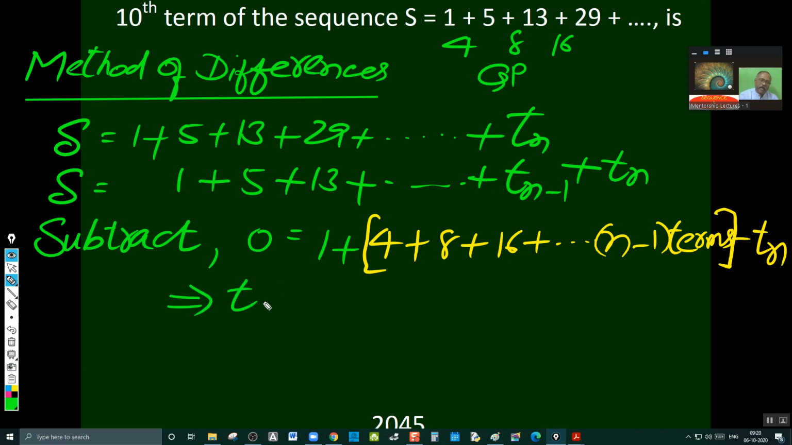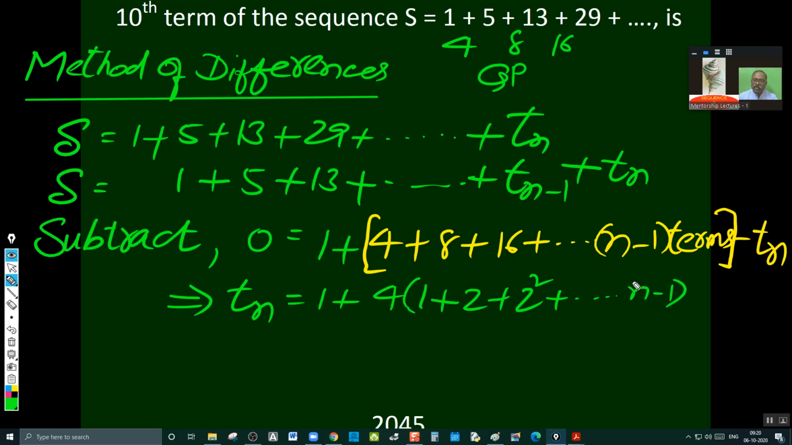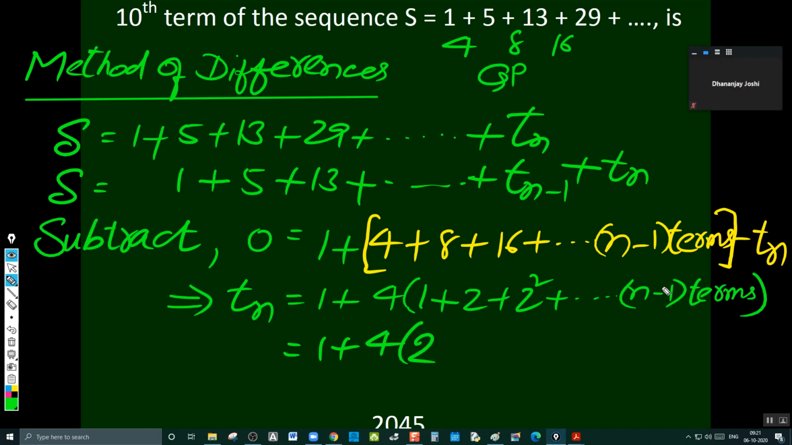Implies Tn is equal to 1 plus, take 4 common. What is that you get? 1 plus 2 plus 2 square plus so on n minus 1 terms. Don't forget. So this becomes, if you get this, everything is done. 1 plus 4 into a into r power n minus 1. What is r here? 2. 2 power n. If you have n terms here, it will be 2 power n. But you have n minus 1 terms here.